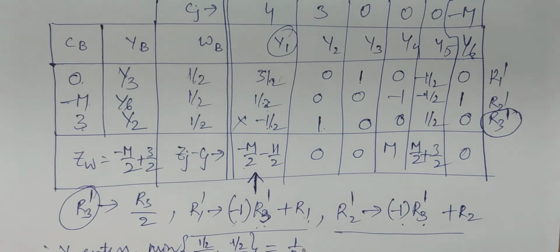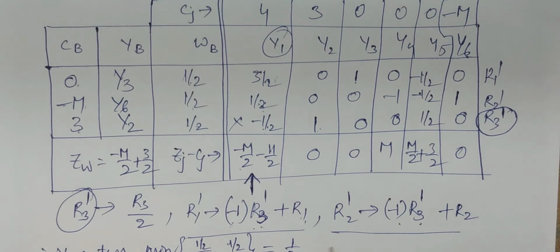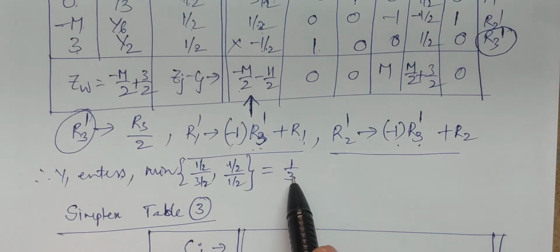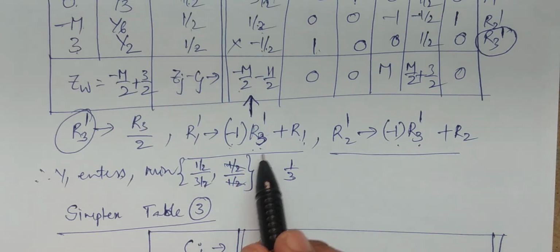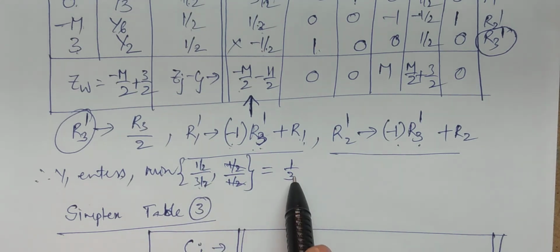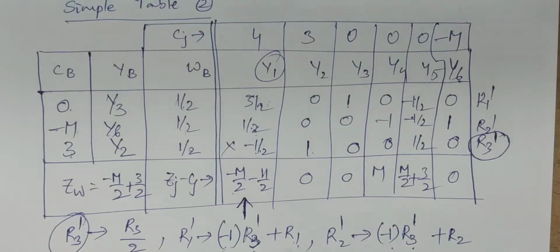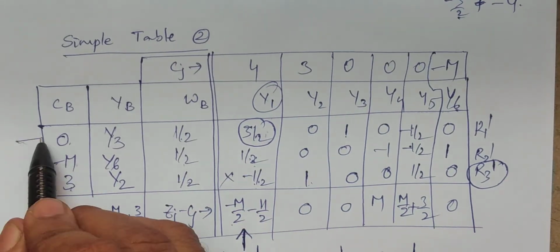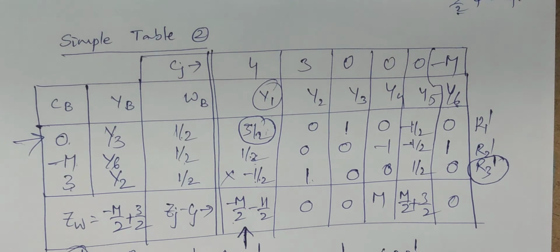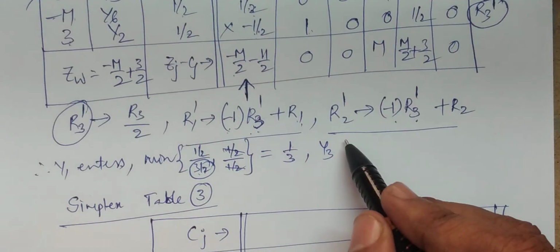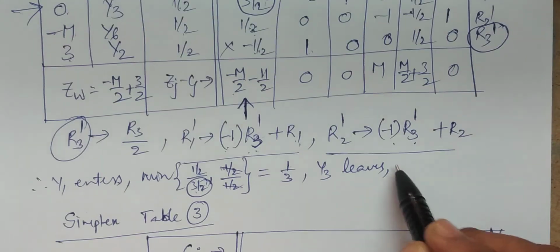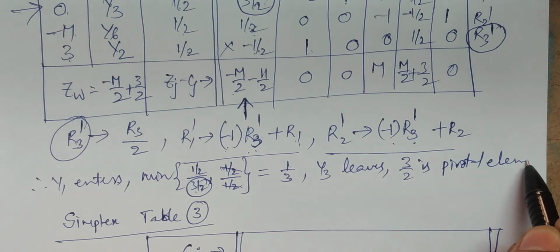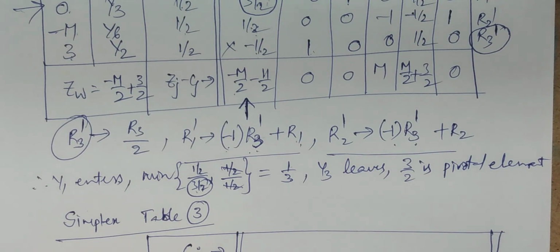So 1 by 3 is the least element, that is the minimum ratio 1 by 3, corresponding to the element 3 by 2. Which particular element is 3 by 2? It is the first one. So corresponding to 3 by 2 we have the vector y3. Therefore y3 leaves, I am writing here, therefore y3 leaves, and 3 by 2 is the pivotal element.